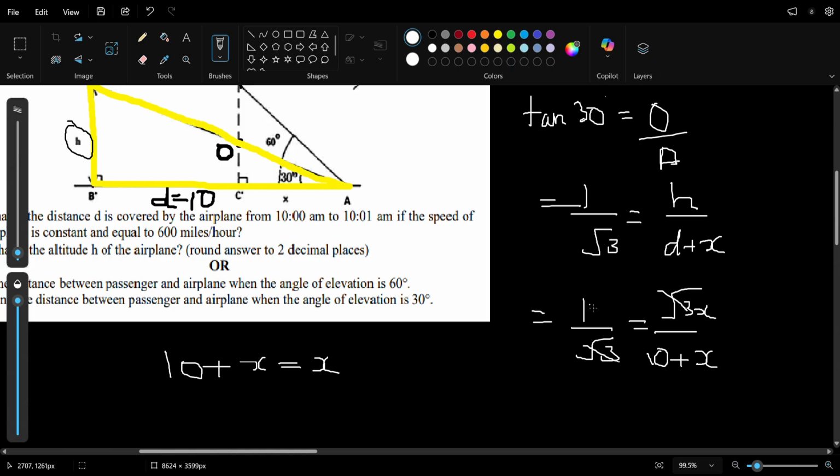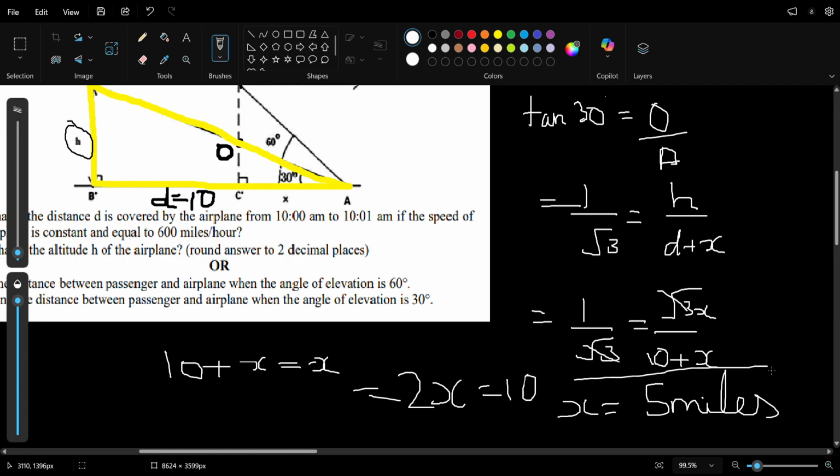Wait. 1 by root 3 is tan 30, opposite h. H is equal to root 3x, root 3x by 10 plus x. So for root 3x, this should be math. It will become 2x equal 10. I'm right. 2x equal 10. X is equal to 5 miles. If x is equal to 5 miles, which means this one is equal to 5 miles.